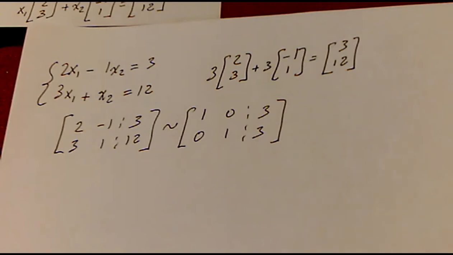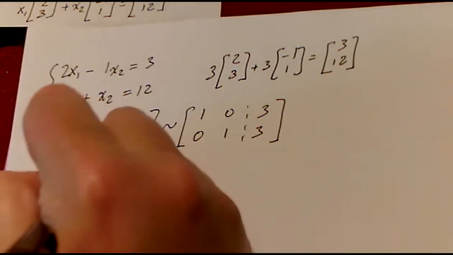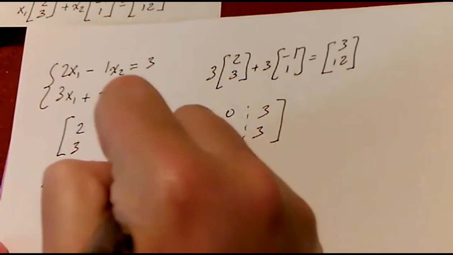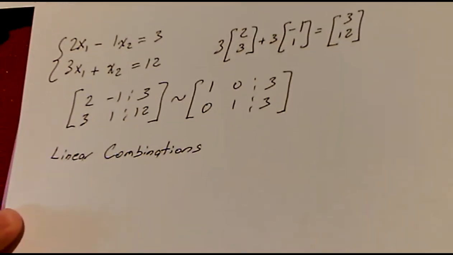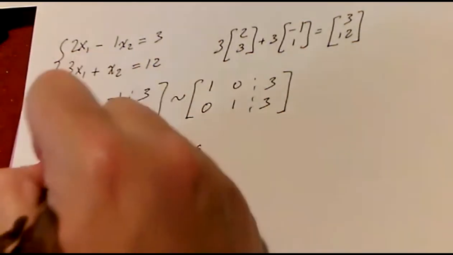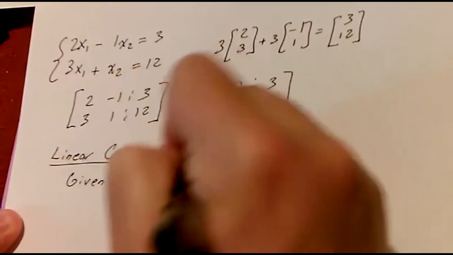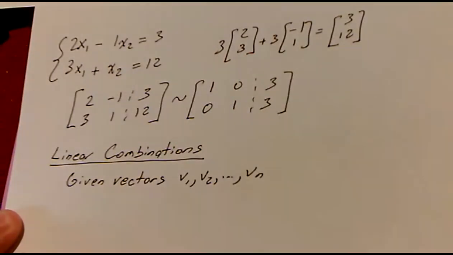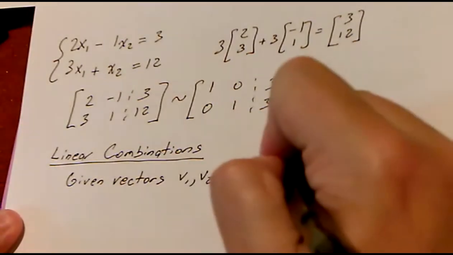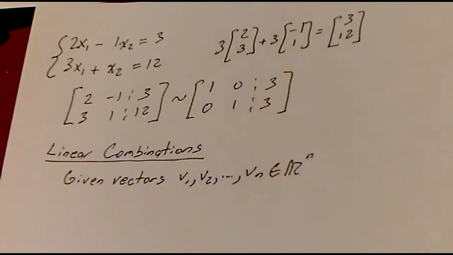And so that's exactly the definition we're going to use here. We're going to talk about linear combinations. That's what we need vectors for. Linear combinations: given vectors, and it doesn't just have to be two vectors, it can be any number of vectors, so v1, v2, all the way out to some vn. Given a list of vectors, these vectors are represented by real numbers. They are in Rn.